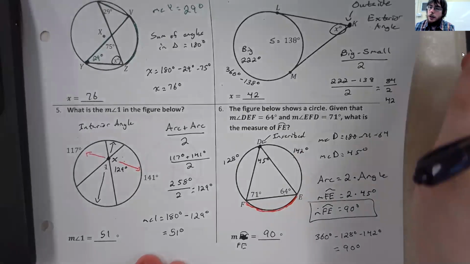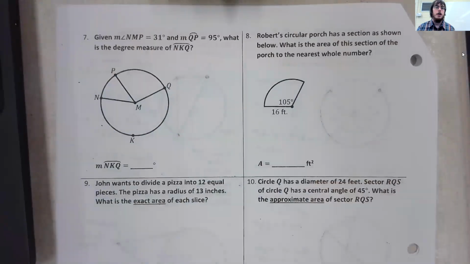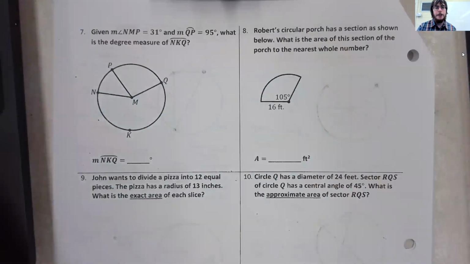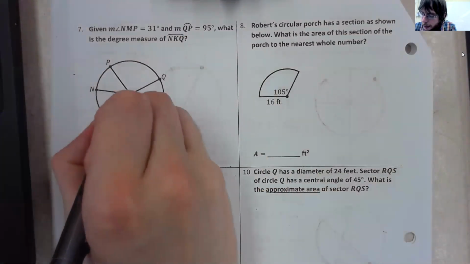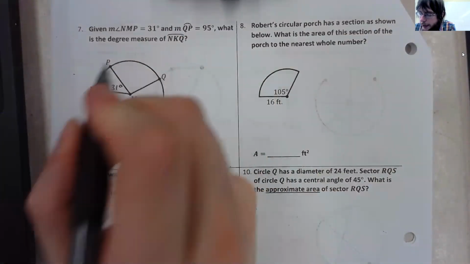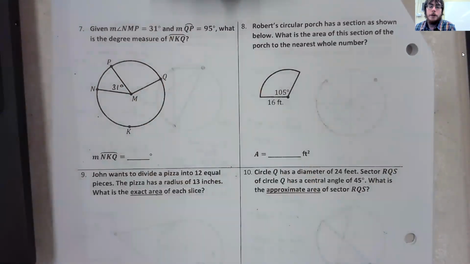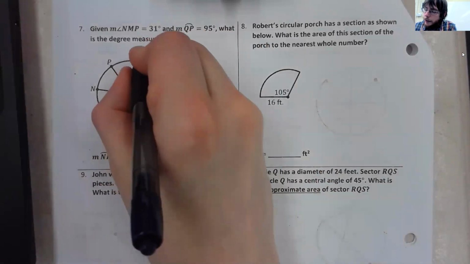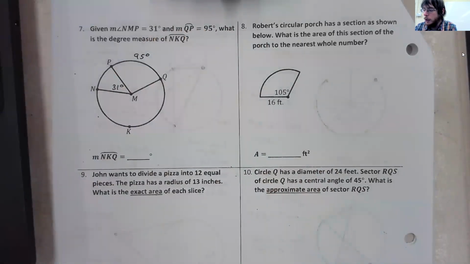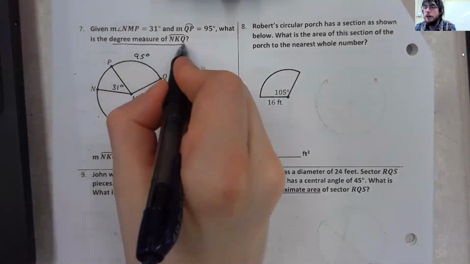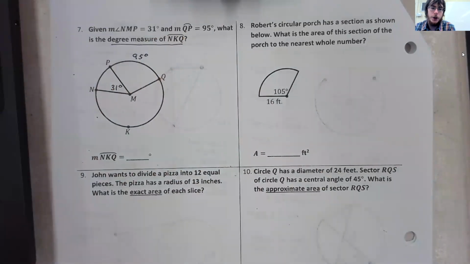All right. So let's move on to number 7. Number 7 is going to be the last of the types of angles problems. So in number 7, it says, given the measure of angle NMP is 31 degrees, so NMP is right here, and it's an angle, so it goes inside the circle. And the measure of arc QP is 95 degrees. What is the degree measure of arc NKQ?